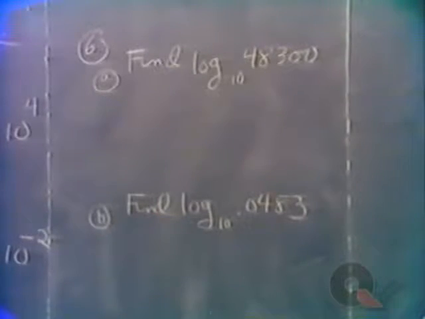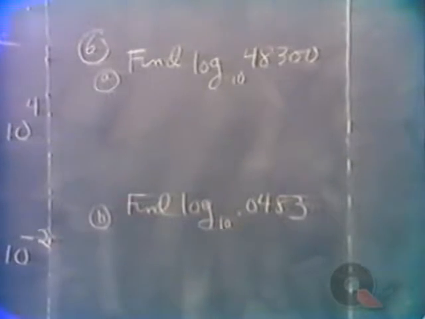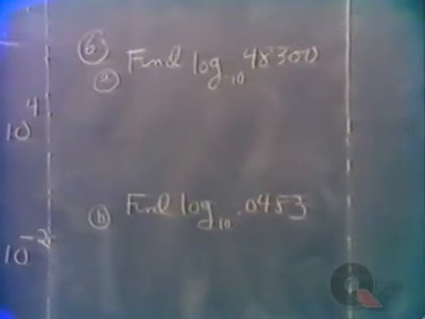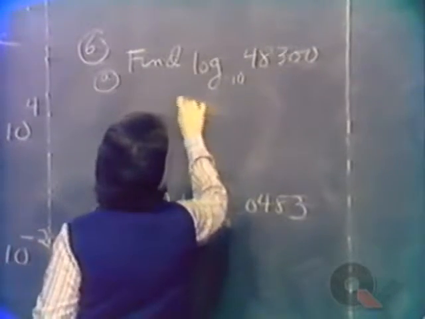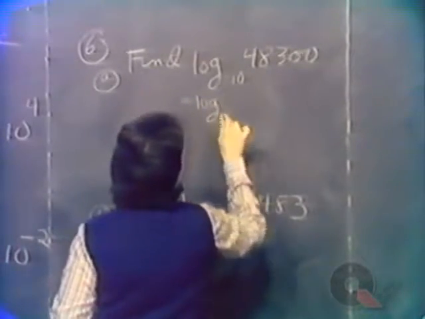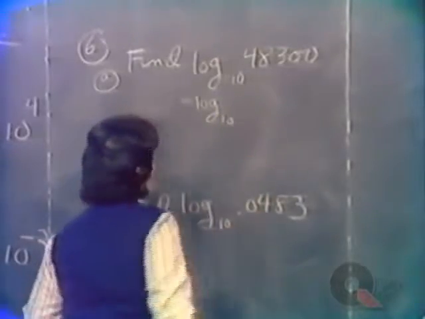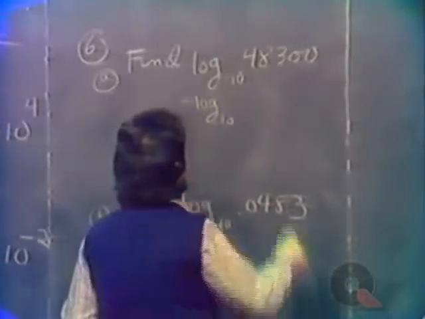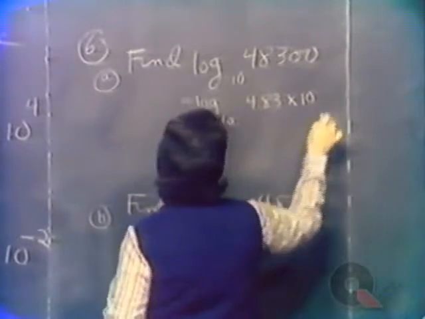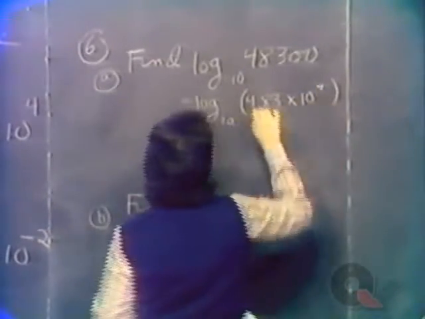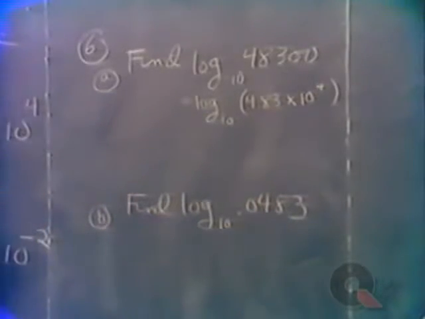Okay, and as I said, the first step, if you try to look up 48,300 in the book table of logs, say in the back of your book, you would see that logs are not given in terms of such large numbers, only for numbers between 1 and 10. So the first step is to say this is the log of, now 48,300 can be written as 4.83 times 10 to the 4th power. We just did that in the preceding example.